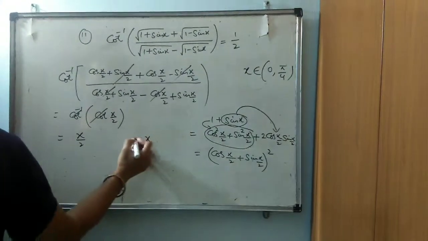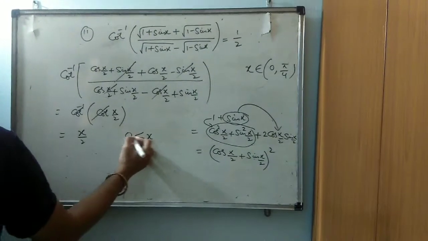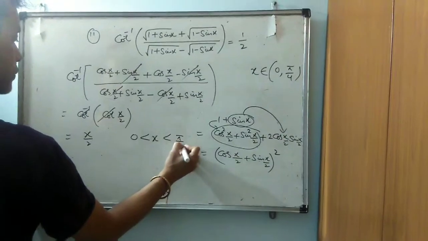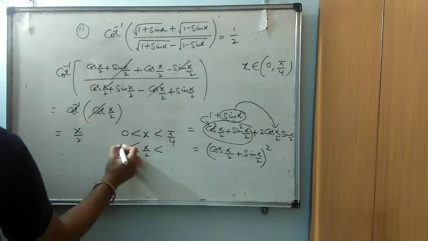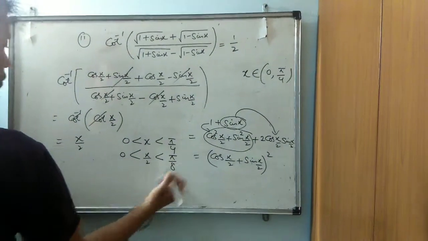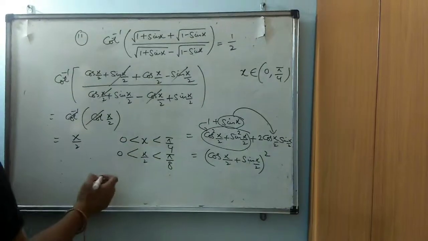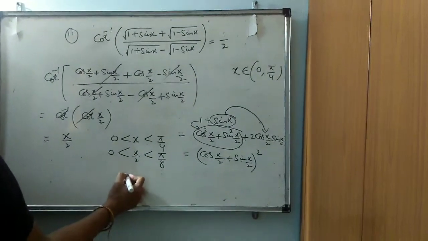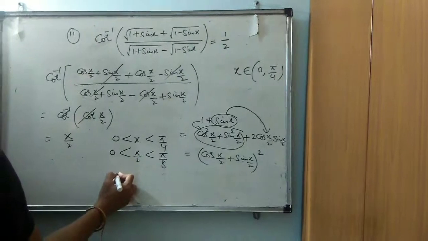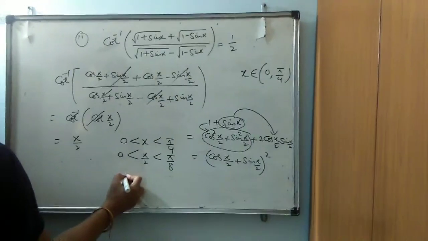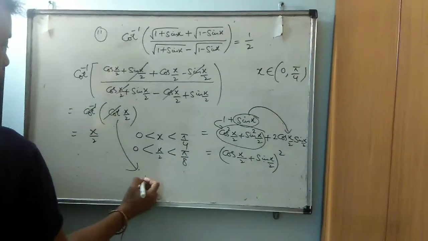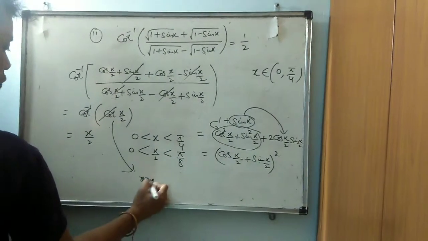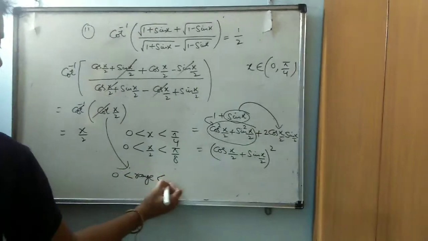Now check it. x is given lying between 0 and pi by 4. Therefore, x by 2 will lie between 0 and pi by 8. So it is well within its range, as the range of this function is between 0 and pi.